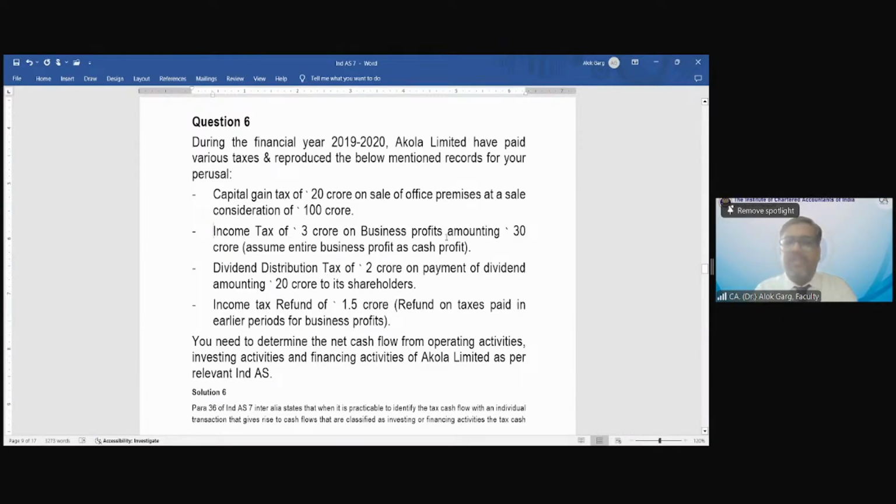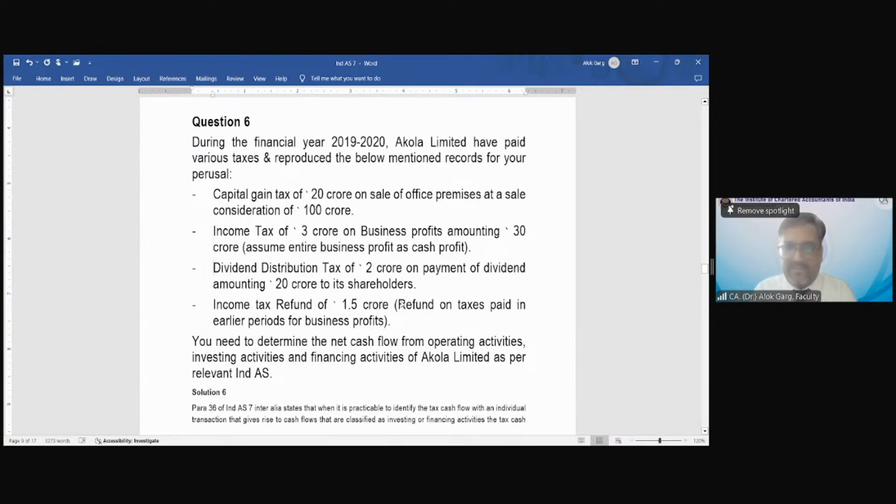Income tax of 3 crore on business profit. So there is an income tax, capital gain tax on the sale of investment property. There is an income tax on the business profit also, which is 30 crore, right? Assuming entire business profit as cash profit. So this question is not asking you to compute cash flow from operating activity. This question is saying, assuming entire profit is cash profit, and this 30 crore is a cash profit, and 3 crore is a tax on the business income from business and profession.